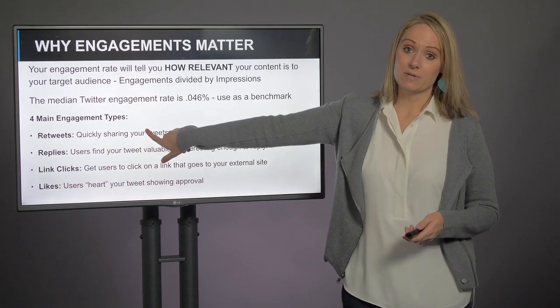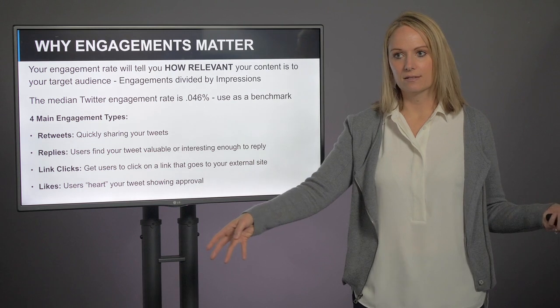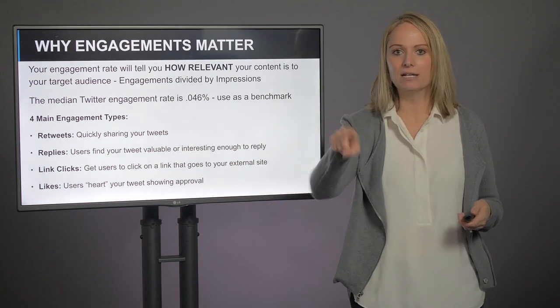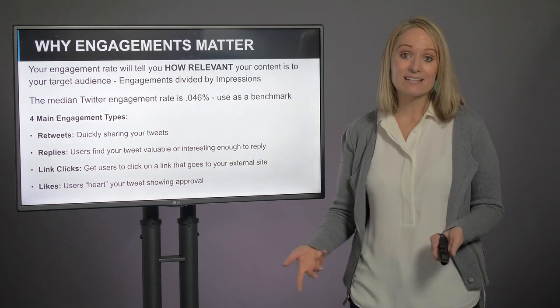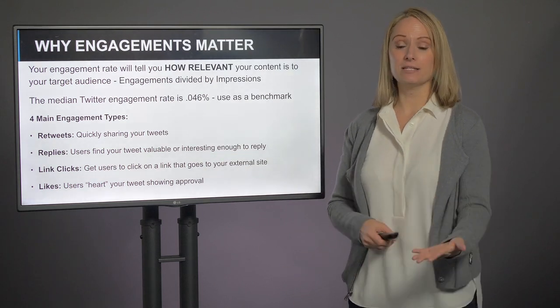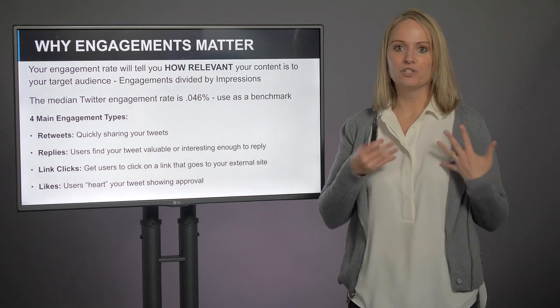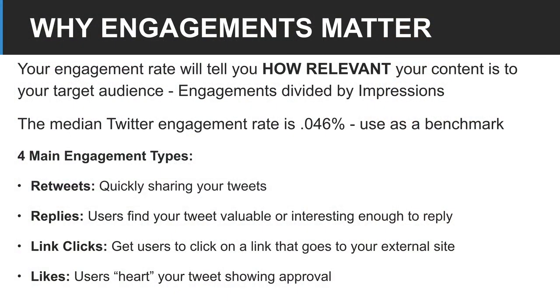The four main engagement types: retweets. That's when people hit the retweet button, they're sharing your tweet with their followers. Replies. That's when people actually think that your content is interesting or valuable enough to reply. This can also be where they ask a follow-up question. Link clicks. Those are obviously the traffic you're getting from your content. So that's the link to your blog post, your podcast episode, wherever you're putting the link in your tweets.